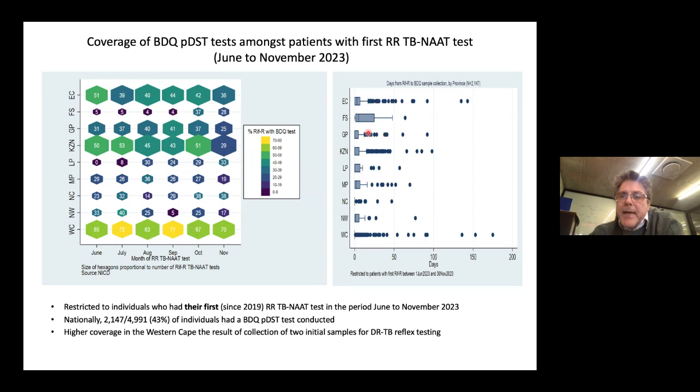We can see on the right a box and whisker plot with outliers showing the time from the rifampicin-resistant sample to the bedaquiline-resistant sample collection. In the Western Cape, the interquartile range is 0 because of the reflex testing, as is in the Northern Cape, where in those patients who we did get a bedaquiline test, it was collected on the same day largely, but some provinces see the collection of the bedaquiline sample lagging the RIF-R test by a number of days or weeks.